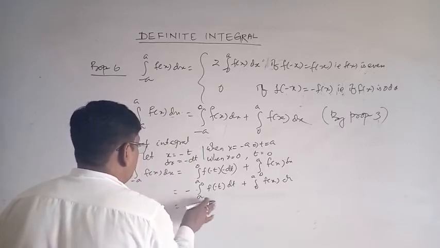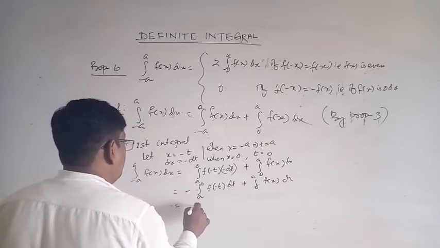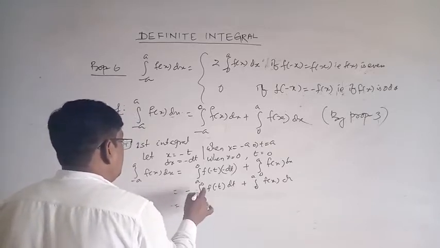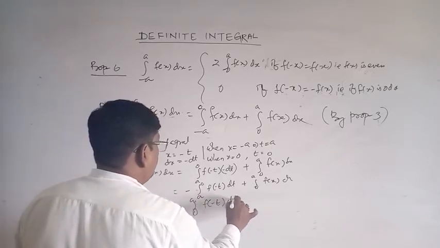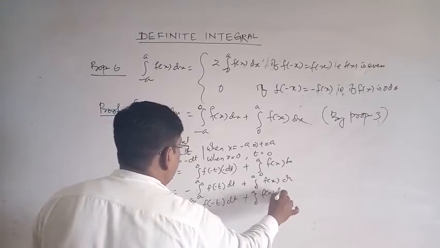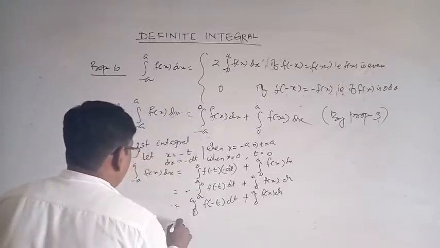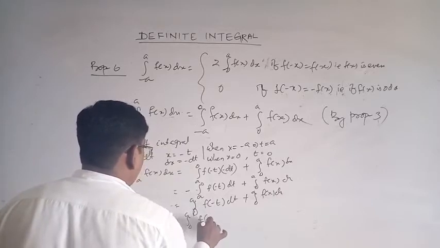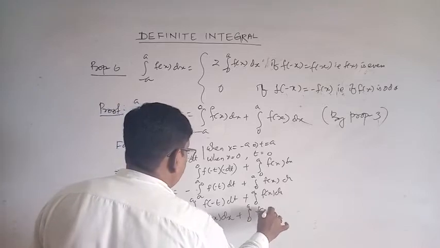By property number 2, the limits change and the sign changes. So the limits become 0 to a, and the integral of f(minus t) dt is equal to the integral from 0 to a of f(minus x) dx by changing the variable, plus the integral from 0 to a of f(x) dx.